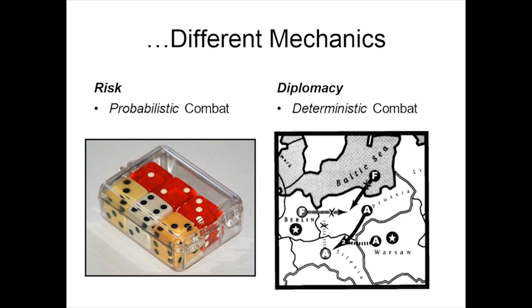Similarly, here's another very different mechanic. Risk has probabilistic combat. The standard is the attacker rolls 3 dice, the defender rolls 2 dice, and then you see what happens. Everyone who's played Risk has seen situations where things have gone much differently than expected, where the defender just keeps rolling 6 over and over and over again, and it doesn't matter.